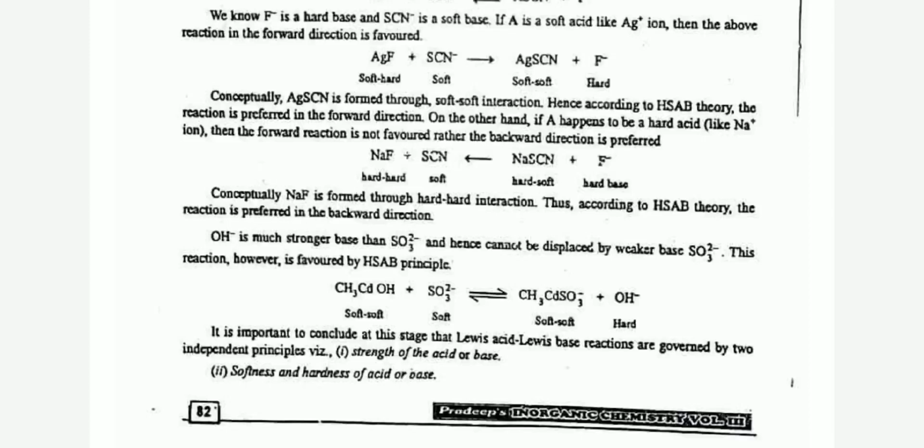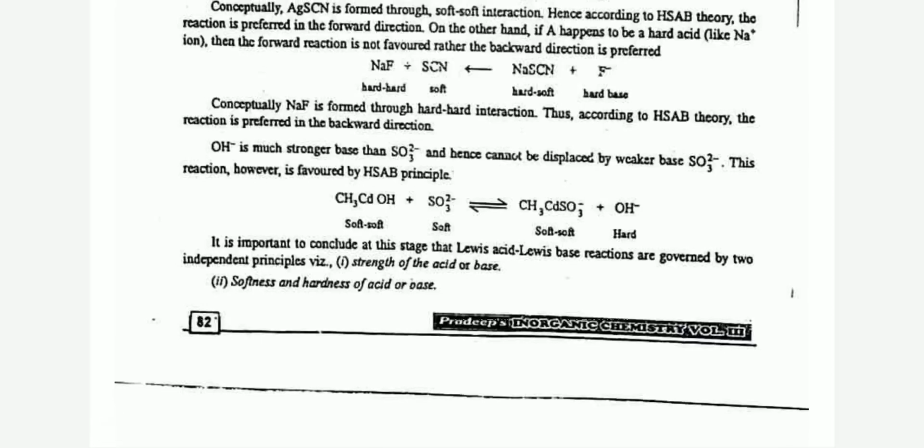NaF plus SCN⁻ in the backward reaction gives NaSCN plus F⁻. Conceptually, NaF is formed through hard-hard interactions. Thus, according to HSAB theory, the reaction is preferred in the backward direction. OH⁻ is a much stronger base than SO3²⁻ and hence cannot be displaced by the weaker base SO3²⁻. This reaction, however, is favored by the HSAB principle.